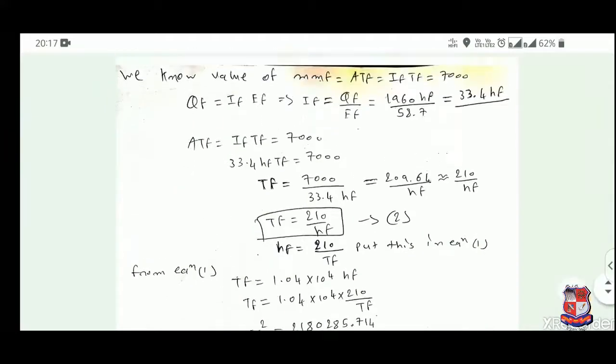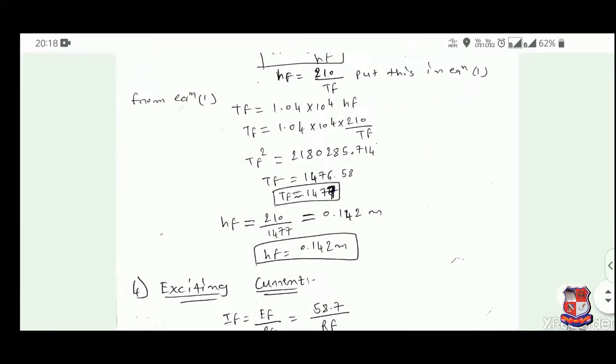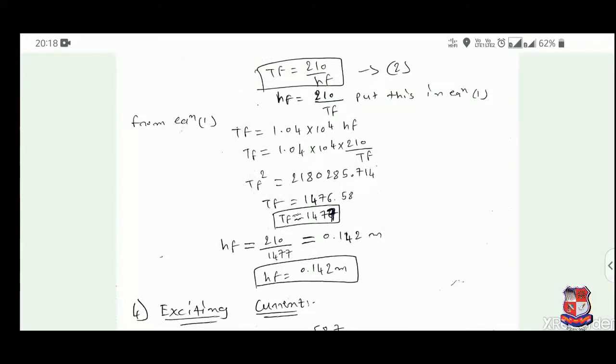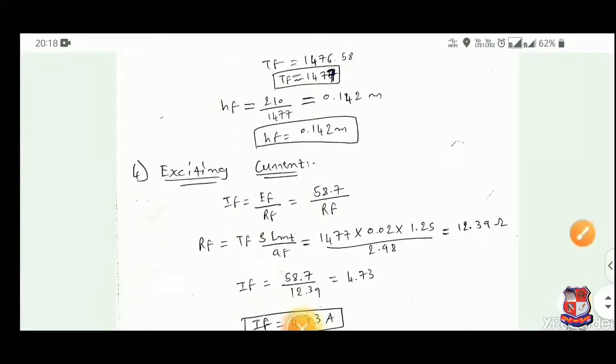So we will get TF equal to 1.04 HF into 10 raised to 4, which is nothing but equation 1. Put this value of HF, and we will get the value of TF. So what will be TF? It is approximately 1477. Now you know the value of TF, so you also know the value of HF. In this way you can find out the TF and HF, the height of the field coil and turns of the field coil.